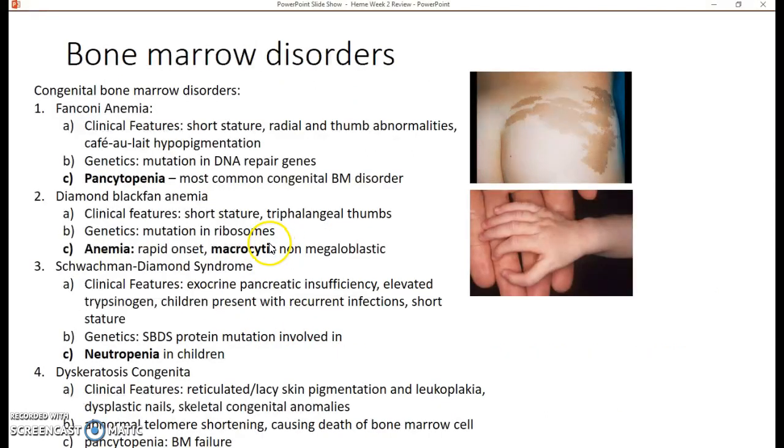So moving on to bone marrow disorders. Congenital ones: you have Fanconi anemia, which is actually a pancytopenia, and you're going to have to memorize these abnormalities here. Diamond-Blackfan was a macrocytic anemia. Shwachman-Diamond is neutropenia associated with pancreatic insufficiency. Dyskeratosis congenita, not really in First Aid, causes pancytopenia and bone marrow failure, as well as skin abnormalities.